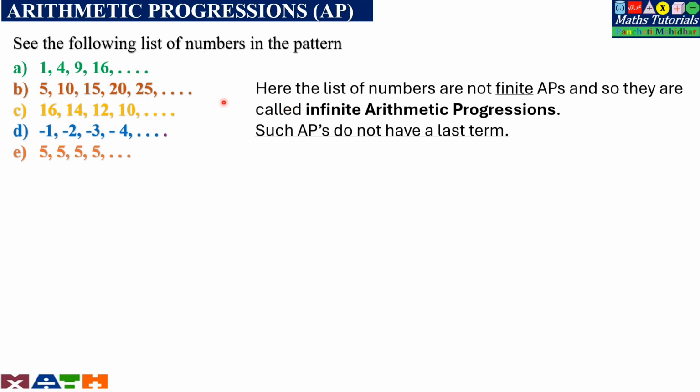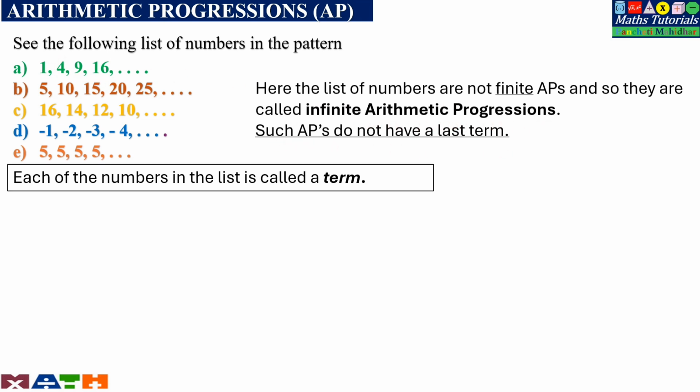This is an important note. Here the list of numbers is not finite. Finite means limited. These are not limited because they continue and so on. Here the lists of numbers are not finite APs. APs means arithmetic progressions. So they are called infinite arithmetic progressions. Such APs don't have a last term. Each of the numbers in the list is called a term. This is one term, this is one term. These are called terms.